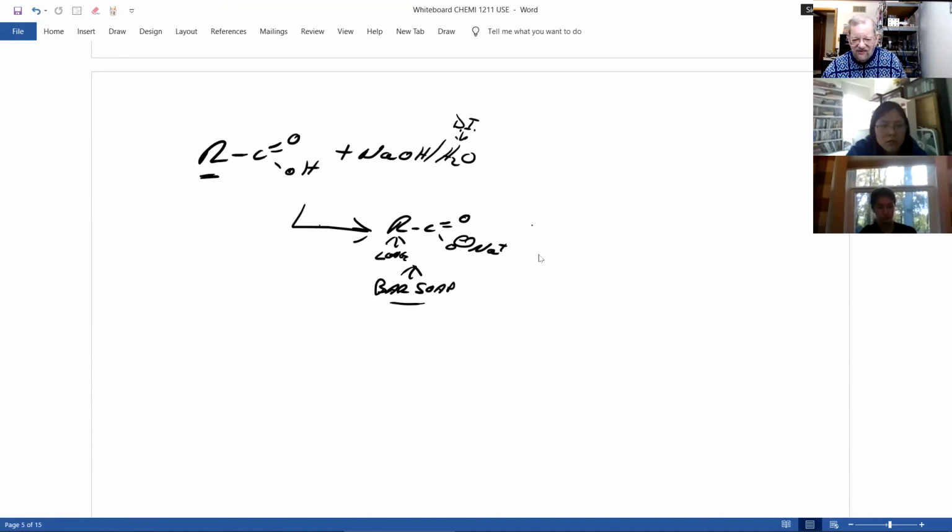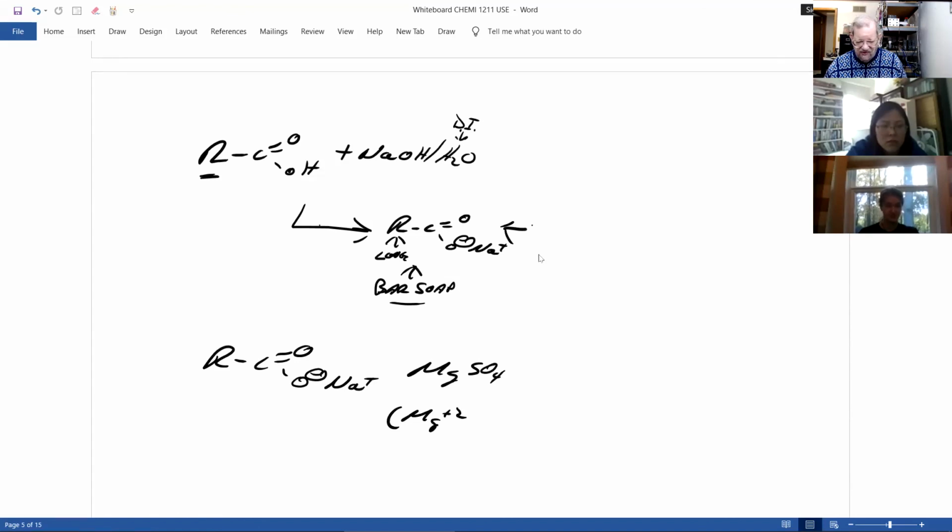Now the second reaction, you're going to take this, which I'll do here, and the same Erlenmeyer, you'll add some magnesium sulfate. Instead of using calcium sulfate, this is just easier to work with. Now, magnesium sulfate is really this: Mg plus 2, SO4 sulfate minus 2.